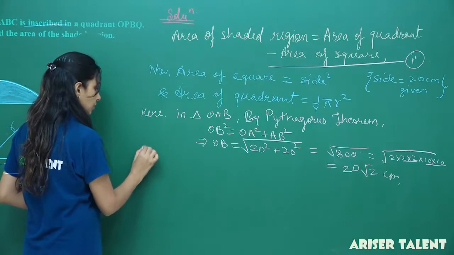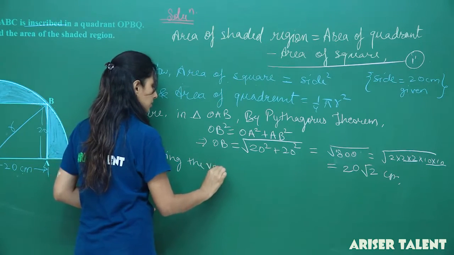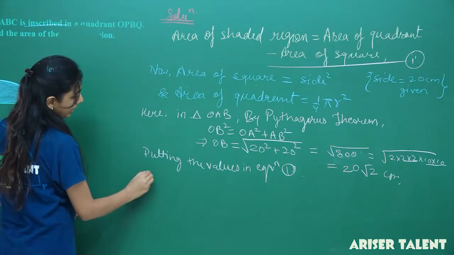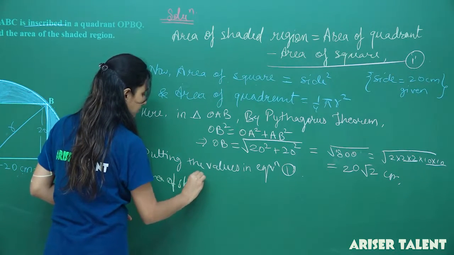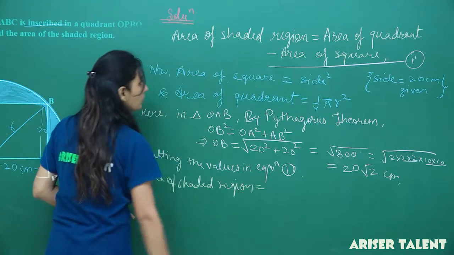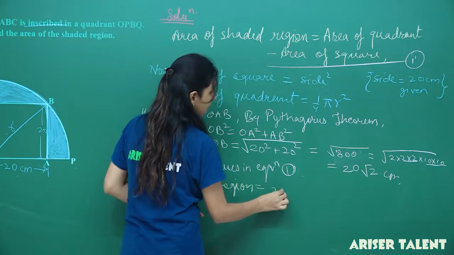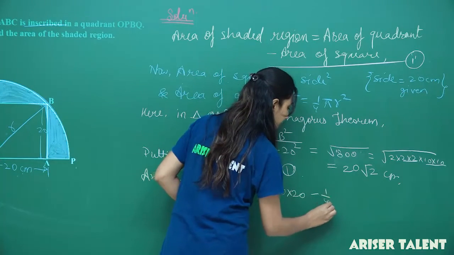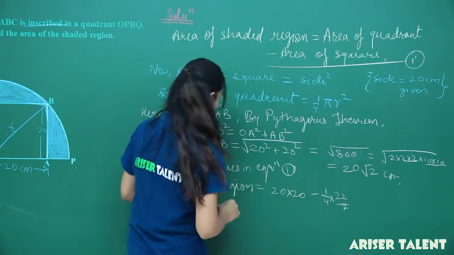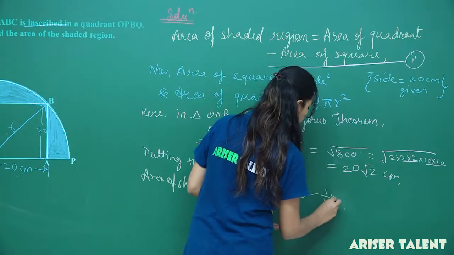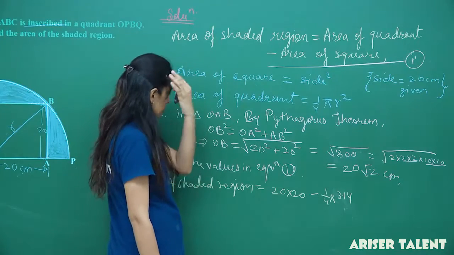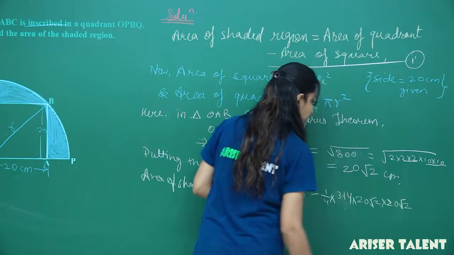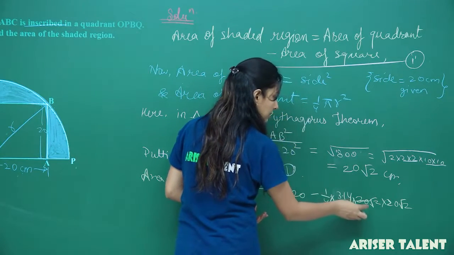So putting the values in equation 1, what I have is area of shaded region equals 20 multiplied by 20, minus 1 by 4 pi r square. Now 22 by 7 is usually used for pi, but here it's asking us to take pi equals 3.14. So pi r square, where r is 20 root 2, so multiply by 20 root 2, multiply by 20 root 2. Now students, this 4 can cut with this 20, 5 times.